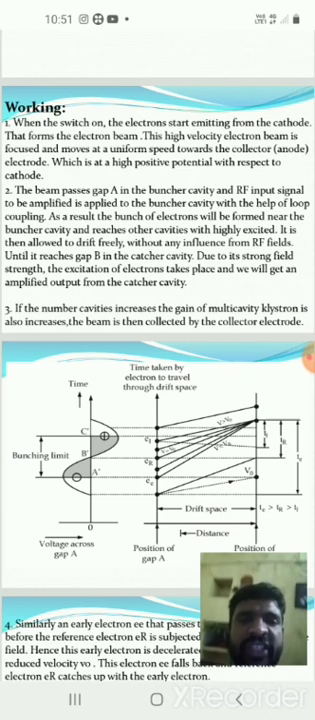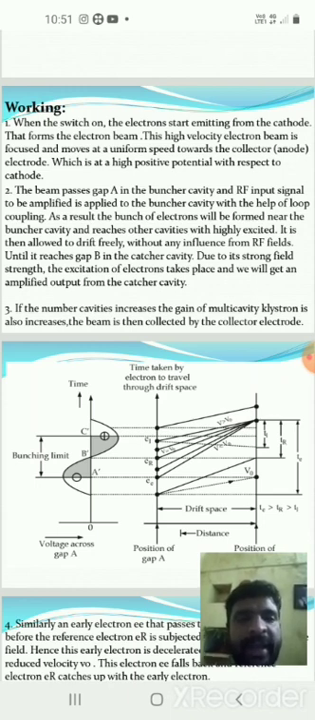When the switch is on, the electrons start emitting from the cathode. That forms the electron beam. This high velocity electron beam is focused and moves at uniform speed towards the collector electrode, which is at high positive potential with respect to the cathode.